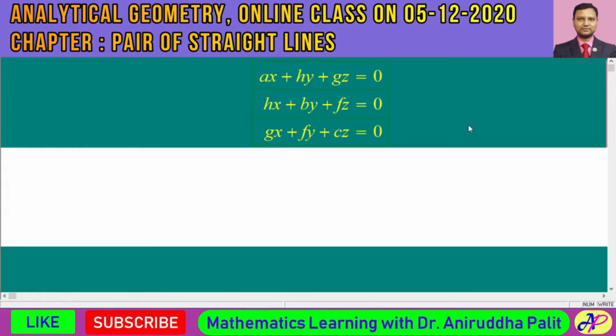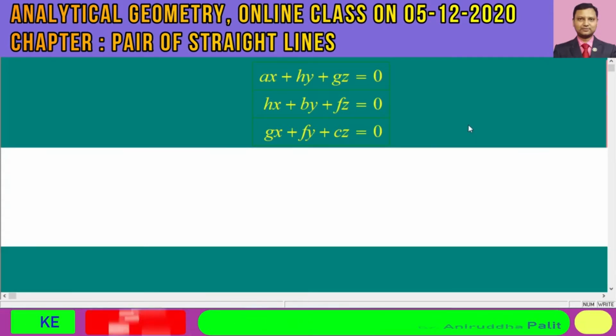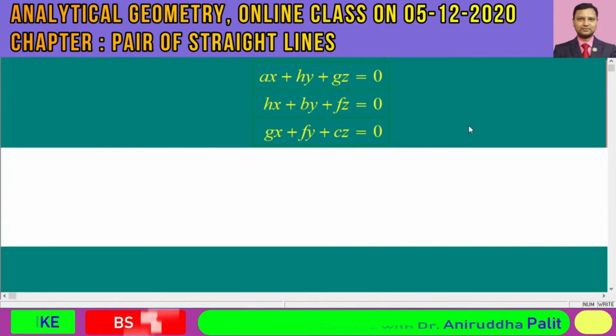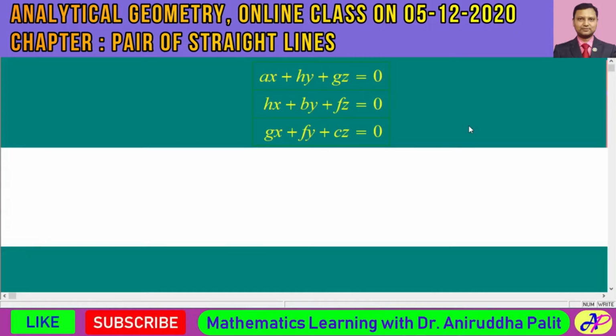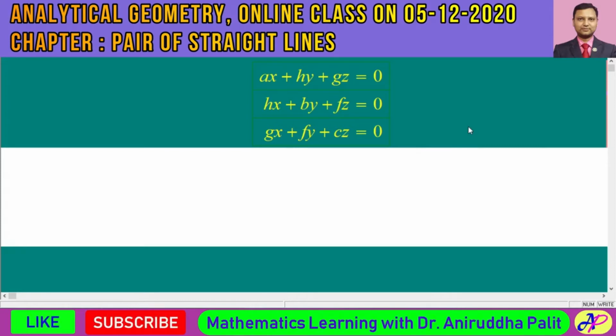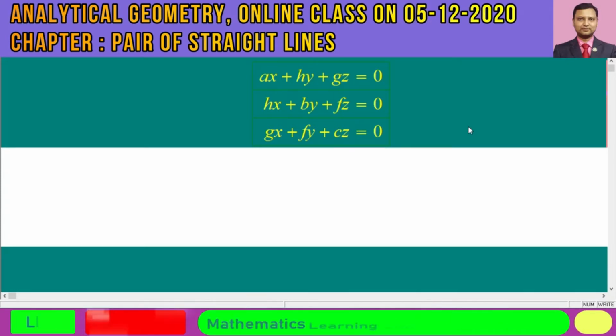Answer is yes. These three equations are three linear equations involving three unknown quantities x, y, and z with the right hand side equal to 0. And this kind of equations are called homogeneous linear equations. You will study all these kinds of results, homogeneous linear equations, in your algebra portion, probably in the next paper or your subsequent papers. That is called linear algebra particularly.